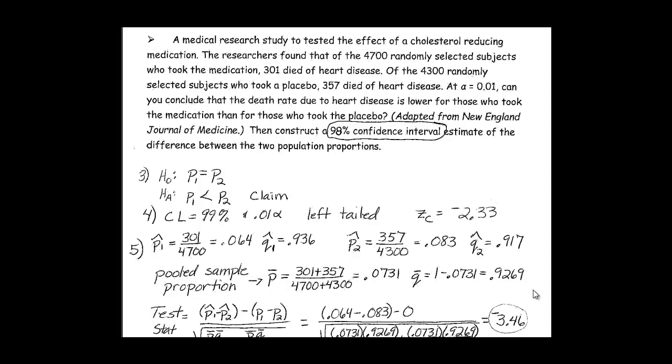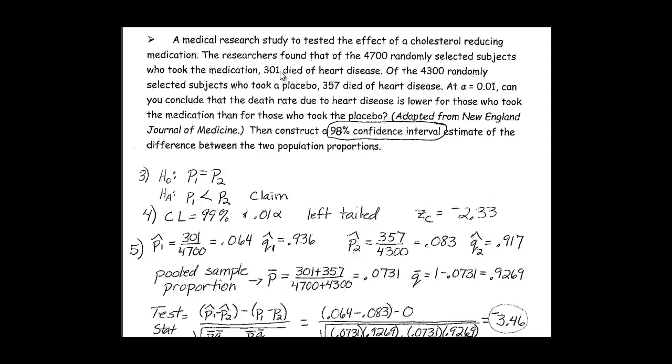Okay, in this example, we're going to take another look at a two-sample proportion hypothesis test. A medical research study tested the effect of cholesterol-reducing medication. The researchers found that of the 4,700 randomly selected subjects who took the medication, 301 eventually died of heart disease. Of the 4,300 randomly selected subjects who took a placebo, as many as 357 died of heart disease.